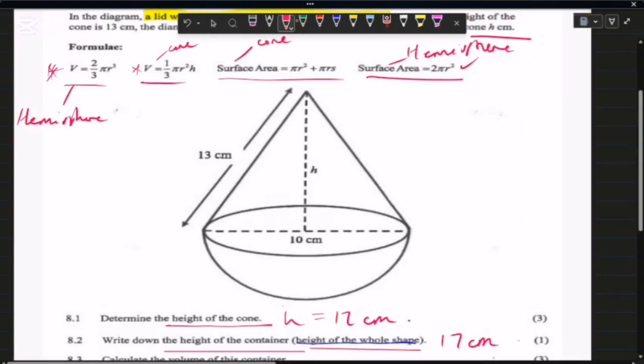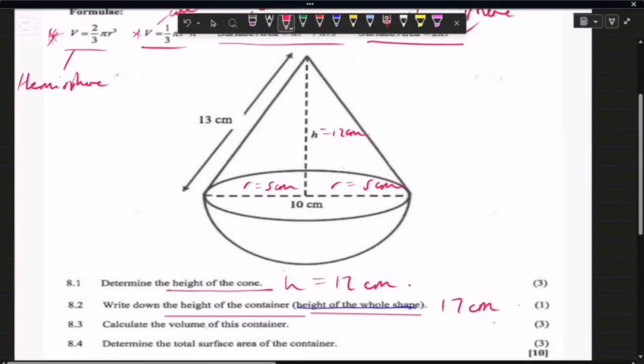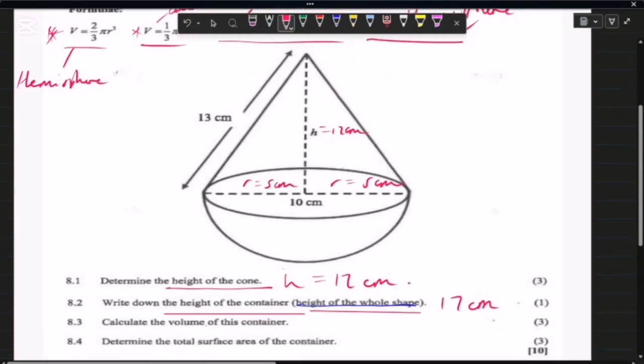The R is 5 centimeters. We know that this height is 12 centimeters. Okay. And yeah, so they want the volume of the container. So they are looking for the volume of this container. So the volume of the whole thing.